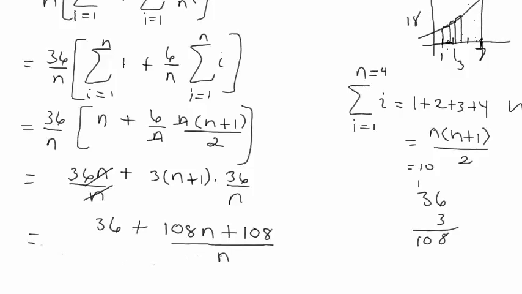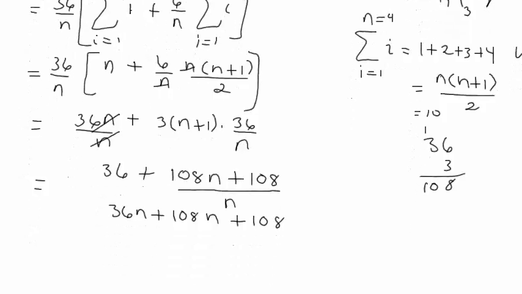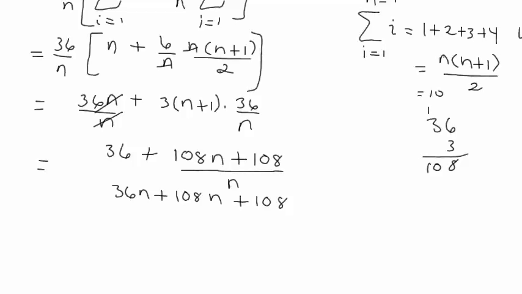Alright, now what you need to do here is go ahead and get this all into one single fraction. That means we're going to take this n and bring it up over here. So we end up with 36n plus 108n plus 108. And I sure hope that all this is right and I didn't make any mistakes, because I really don't want to redo this video. And this is going to be all over n.